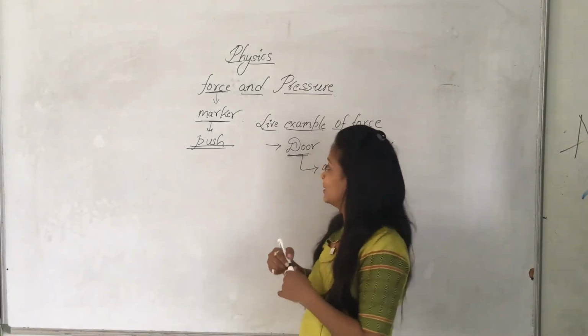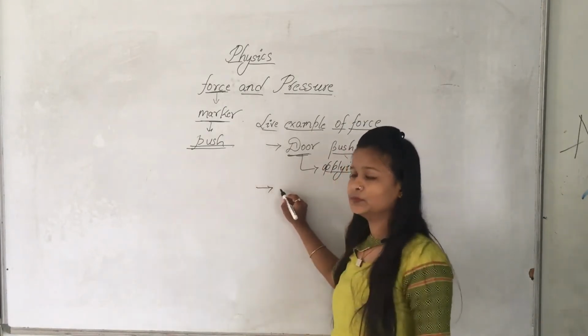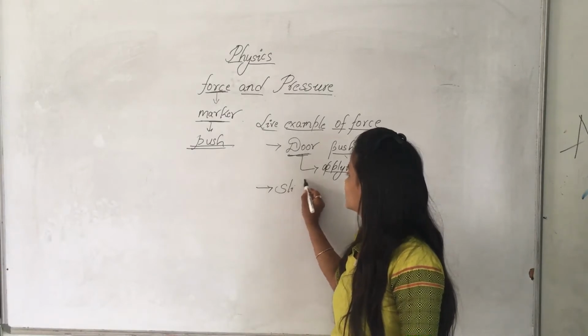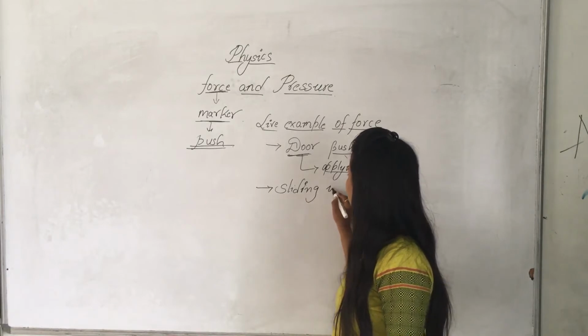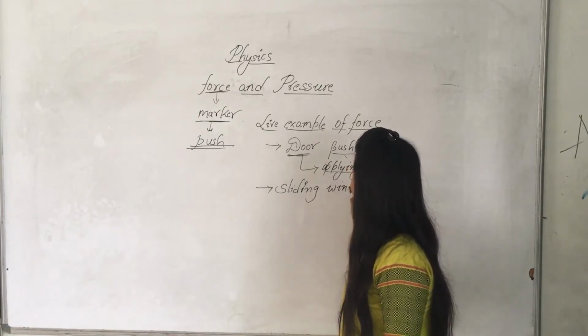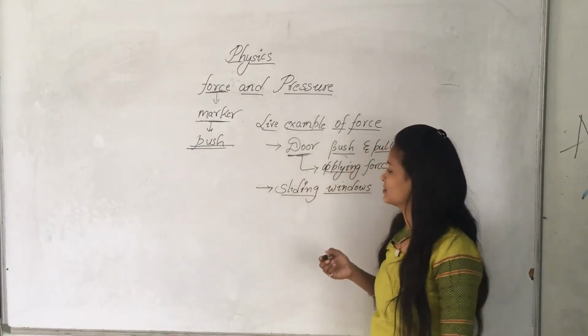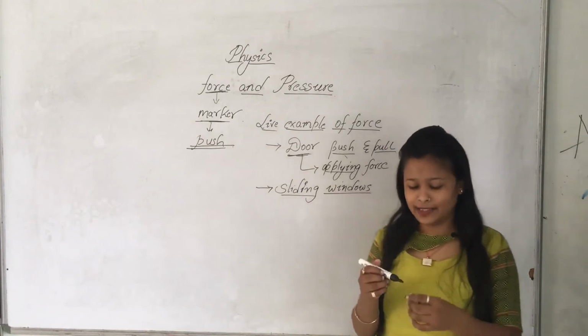Some more examples. Say me. Live examples. Sliding windows. Am I right? Sliding windows. Next. Many more examples are there where you push it or else pull it, right?